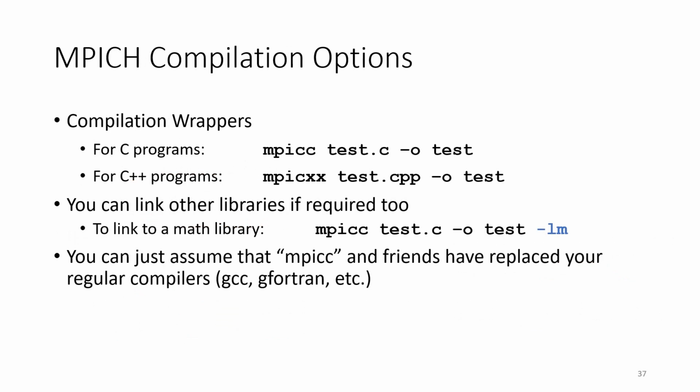So for C programs, you can use mpicc, and for C++ programs, you can use mpicxx, just in case you want to use C++ syntax in your application, and in this case, maybe your file has the .cpp extension. To link external libraries, such as the math library, you can add their options in the mpicc command line. And you can just assume that mpicc, as you may have noticed, is like gcc, or like gfortran if you were running your Fortran code.